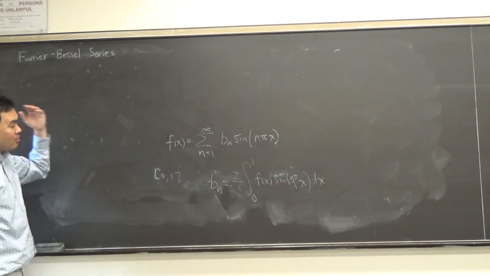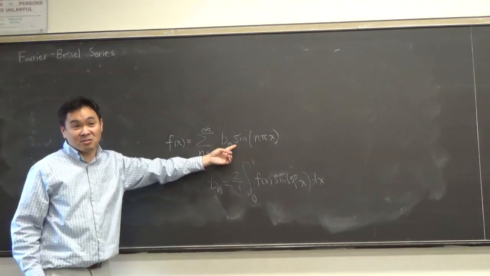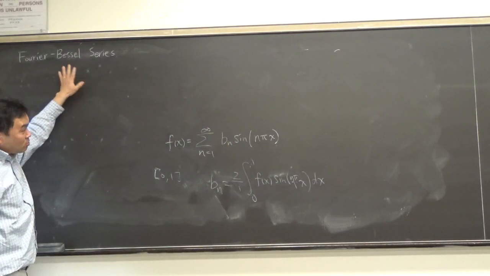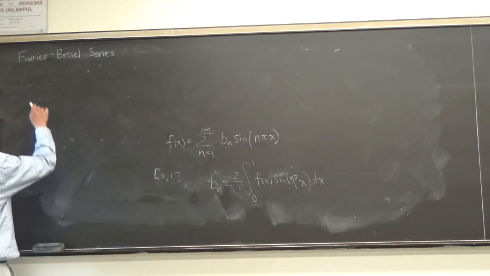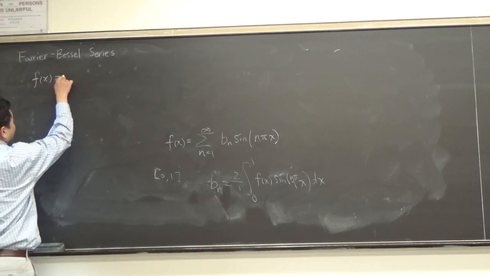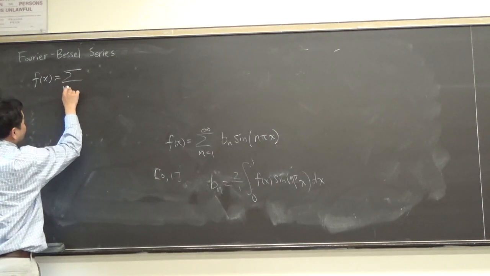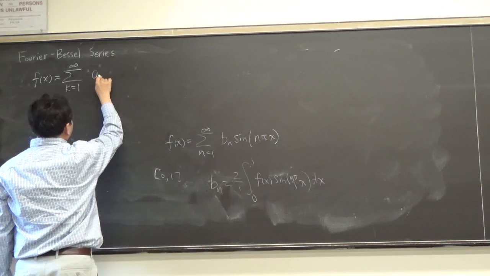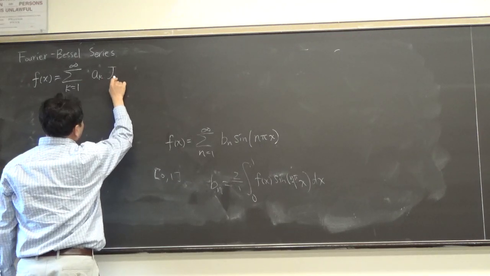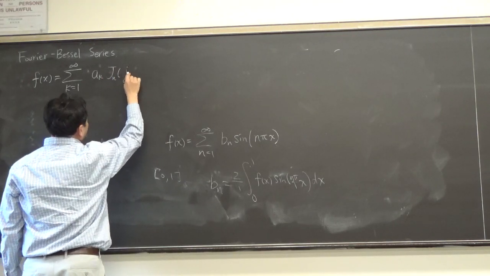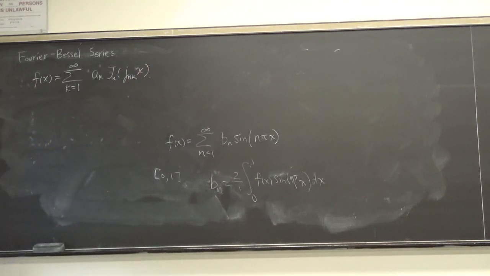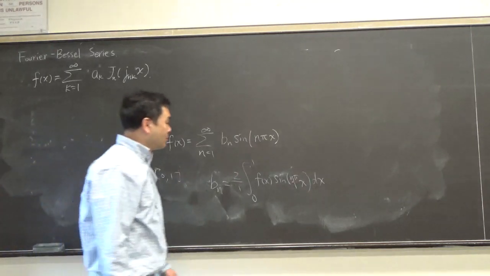And Fourier comes because the idea is the same as the Fourier series, but Bessel is used because you're trying to express any function as a sum, k equals 1 to infinity, of a_k J_n(j_{n,k} x). That's called the Fourier-Bessel series.